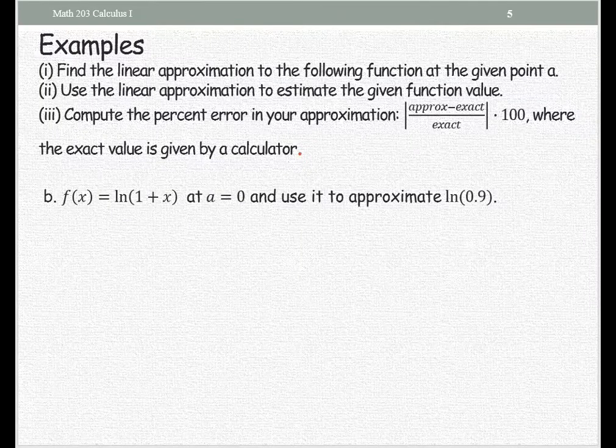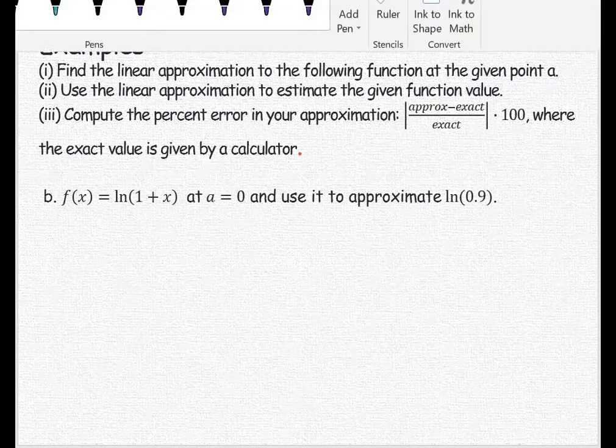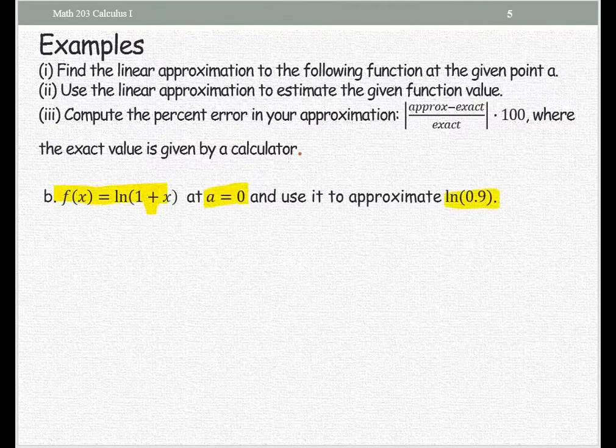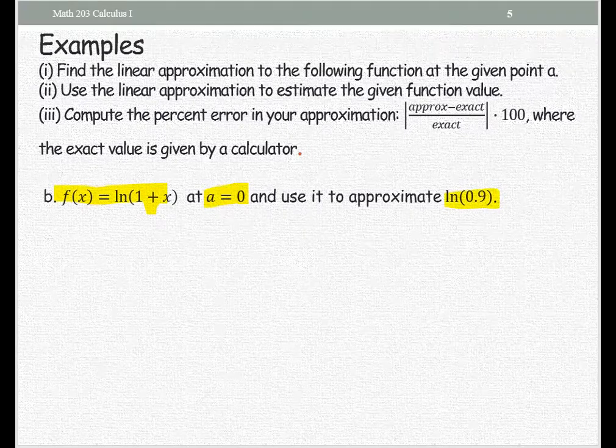So the function is the natural log of 1 plus x, and the a is 0. Okay, given the function and the point a, approximate the natural log of 0.9. Number one, we're going to find the linear approximation.